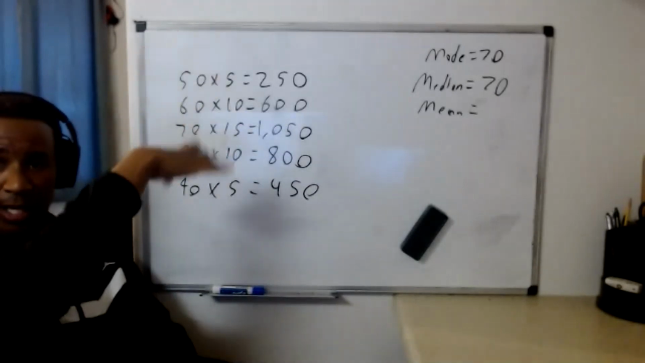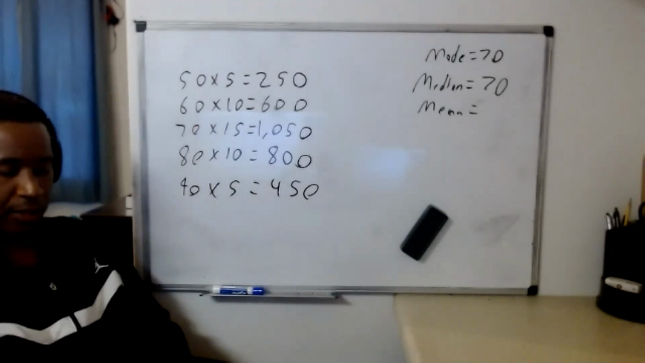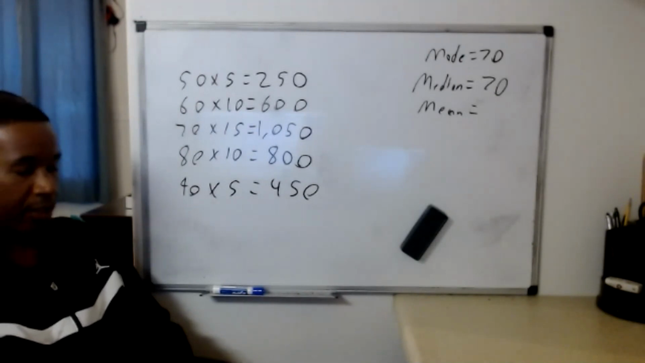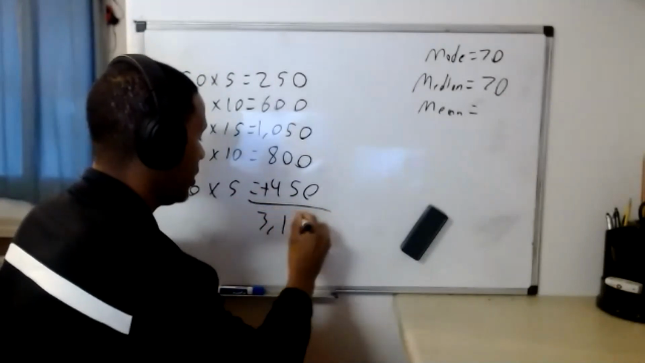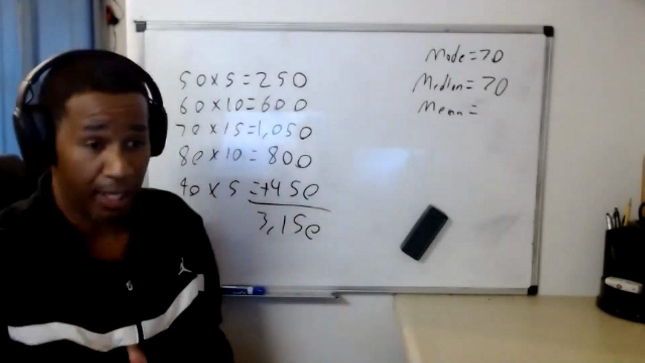Now what you need to do is add all these scores up. So you do 250 plus 600 plus 1050 plus 800, then plus 450. You're going to get 3,150 when you add these numbers up.